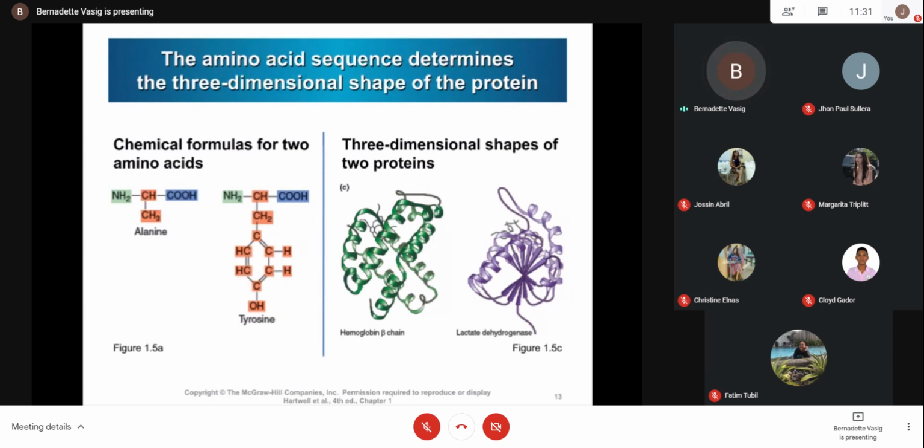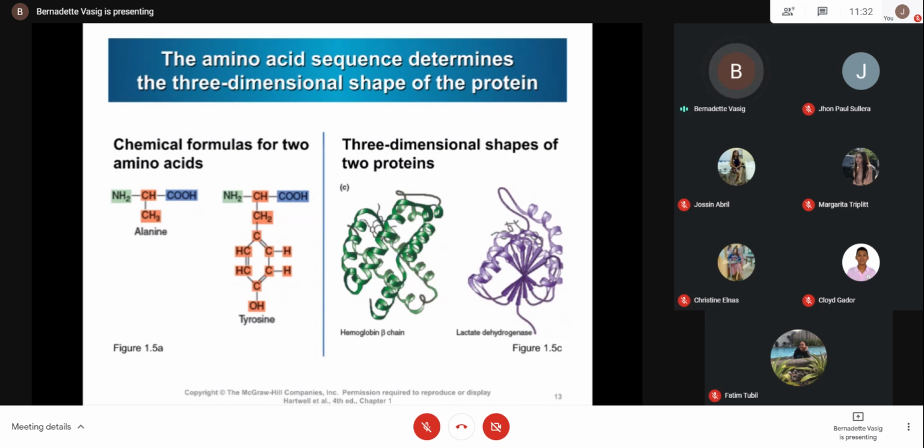The chemical formulas for two amino acids. So these are just two out of the 20 types of amino acids. We have alanine and tyrosine, made up of the amino group, central carbon atom, and then we also have the carboxyl group. Carboxyl group there is colored blue, amino group is colored green, and then we also have the central carbon atom, connected to the R group, which is colored orange. So what determines the type of amino acid is the structure of the R group.